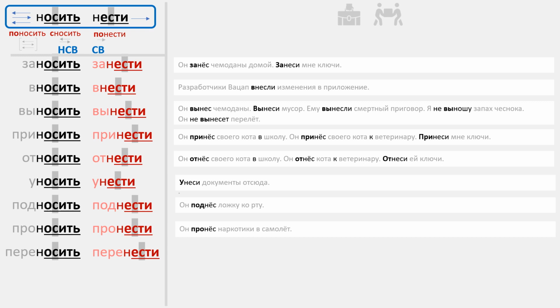To reschedule, to change the day or the time of something. To move a scheduled event. They moved the meeting up an hour. Они перенесли встречу на час раньше.